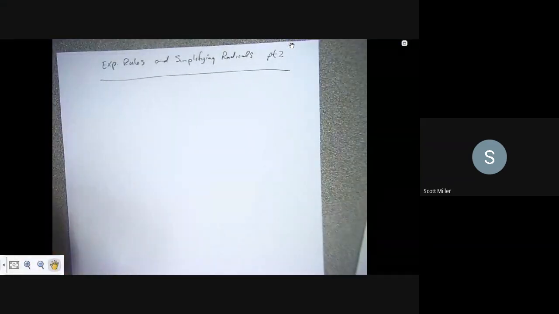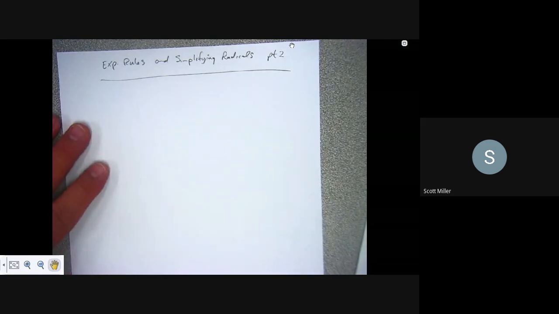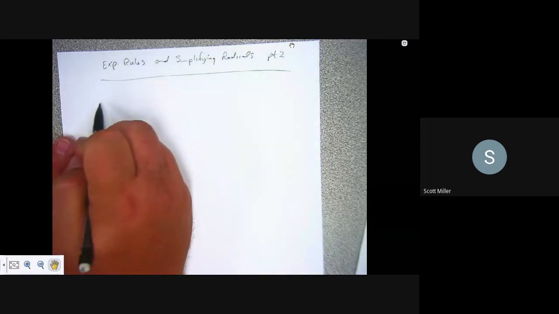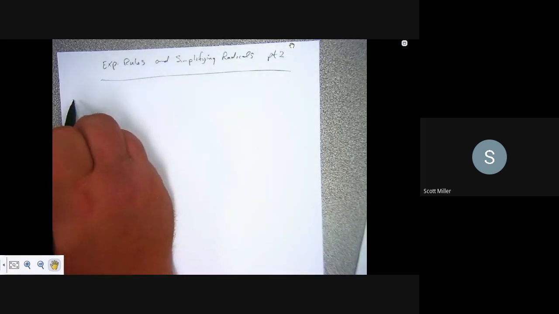Simplifying exponent rules and simplifying radicals, part 2. So once we start getting to the next thing is, what is a radical?